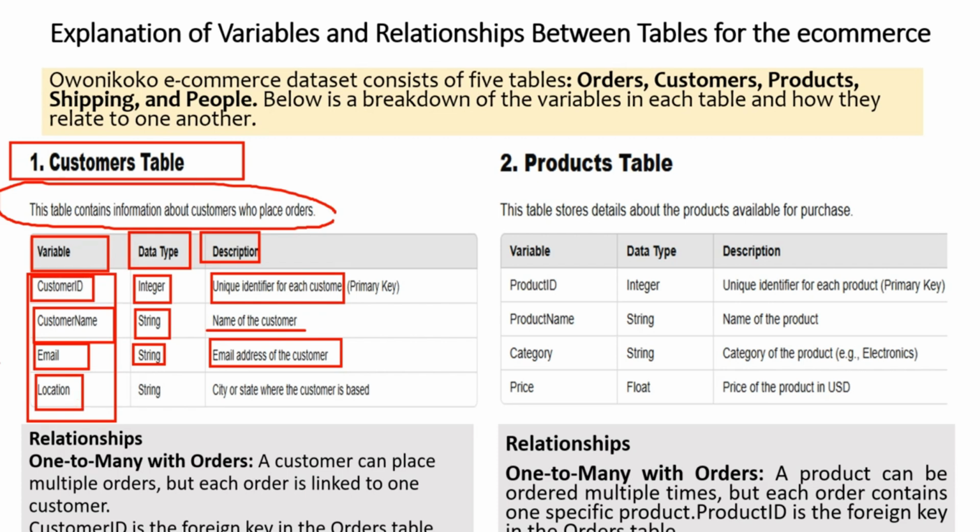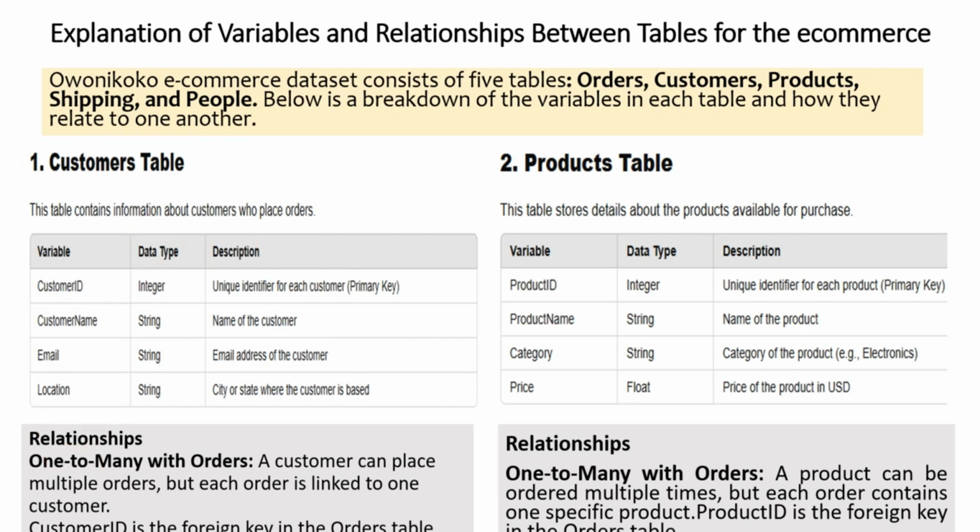So in order design, there can be as many variables, as many columns, about the customer. For instance, the date of birth, the phone number, the address, just mention as many things about the customer as possible. But with this data, we are focusing basically on four variables: customer ID, the customer name, email, and the location. Very simple.